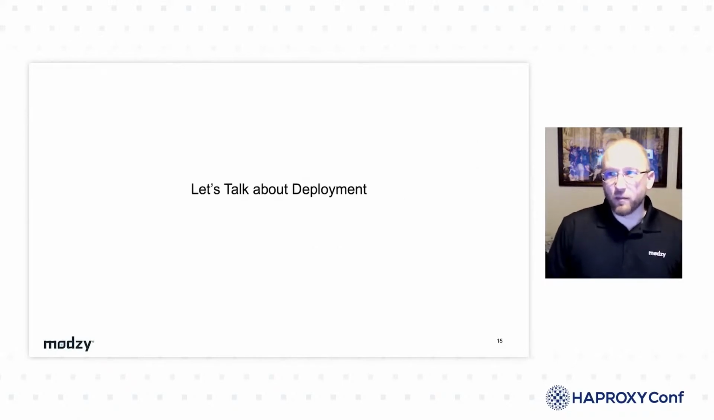So now let's talk about deployment. Having your config file ready to go is one thing. But now you need to get it out into production in a way that you can be sure that it's correct and also give you a nice way to update it. So I'll just walk you through what we landed on for our own deployment.